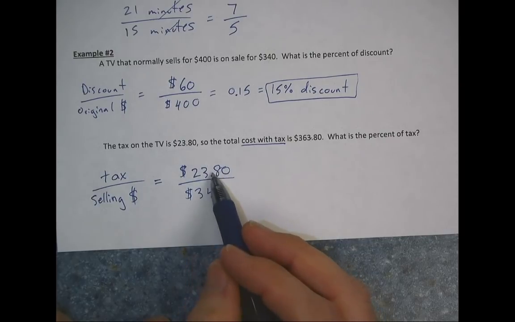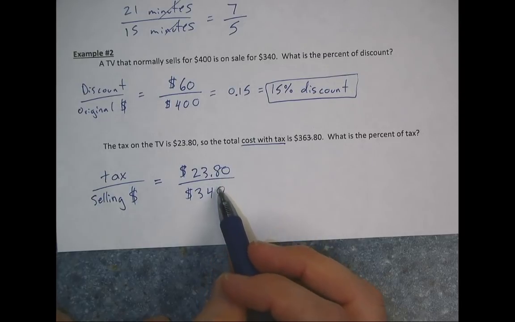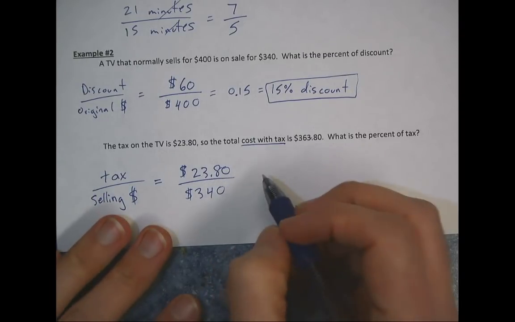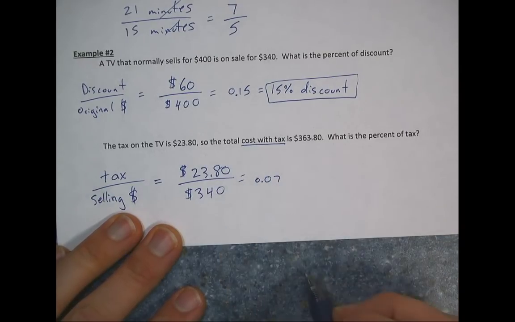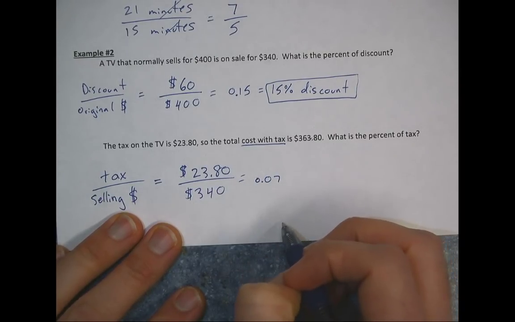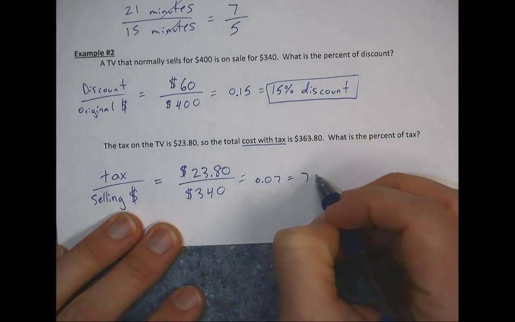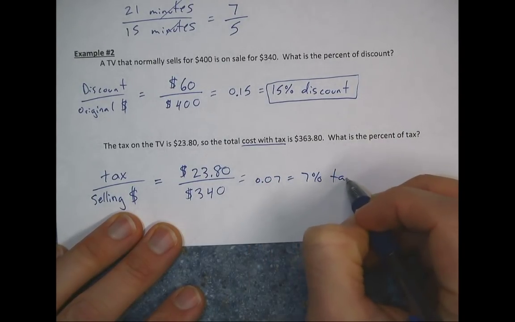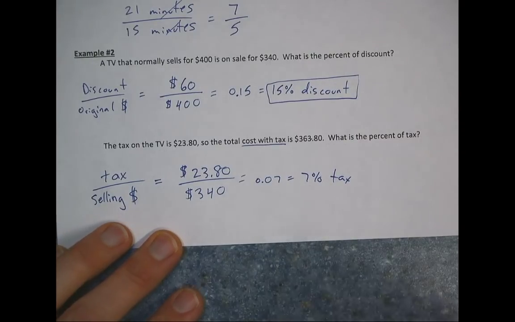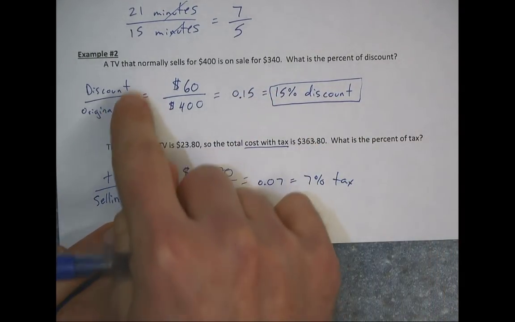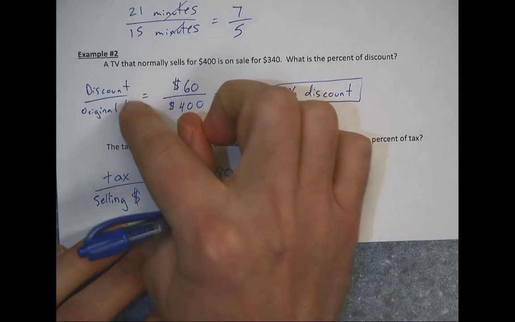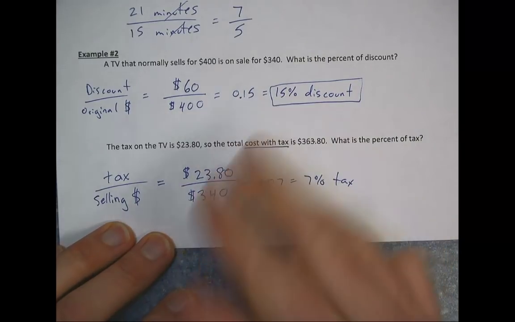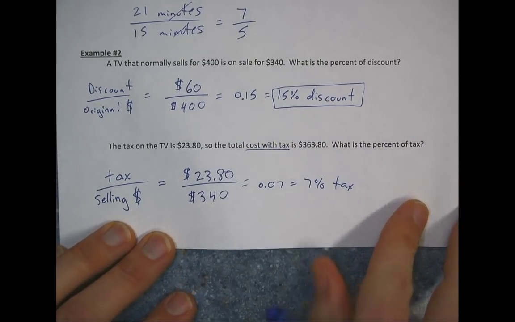The tax obviously was added on, and we had this price. So we want to know, what was the percent of tax? What percent of tax were they adding on to this? So when I divide these two numbers, I'm going to get 0.07. We know to move that 2 spots. That's not 70%. That is 7% tax. All right, so quick and easy. We just need to make sure we're using the right numbers when we start comparing the discount and the tax. We're always comparing it to the original selling price, not the final price after tax or after the discount.